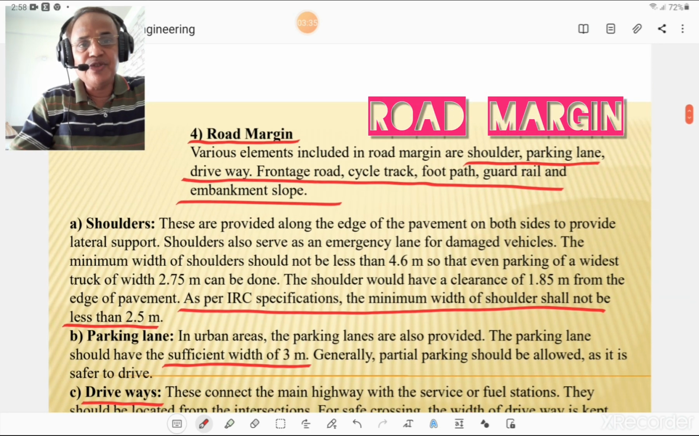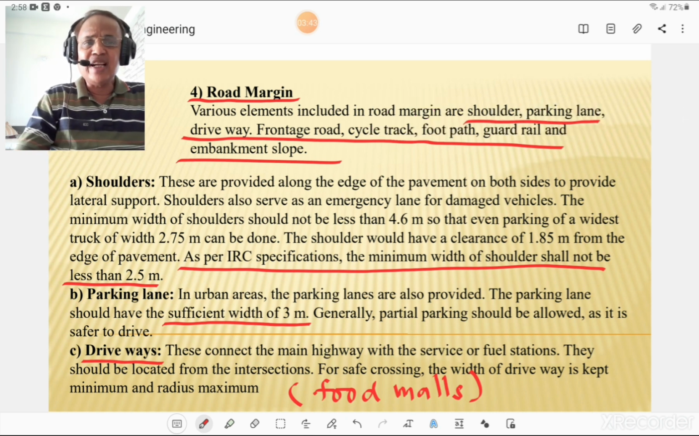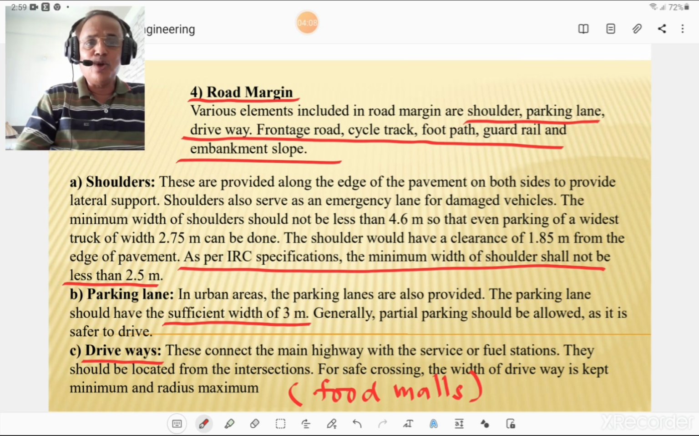Then road margins. Various elements included in the road margins are the shoulders, parking lanes, driveway, frontage road, cycle track, footpath, guardrail and embankment slope. So road margin is very important. Each person in highway engineering must know what are the different types of road margins. So first of all, we discuss the shoulder. You know that shoulder is provided near the edge of the pavement on both sides to give the lateral support to the pavement. Shoulder also serves as an emergency lane for the damaged vehicles.